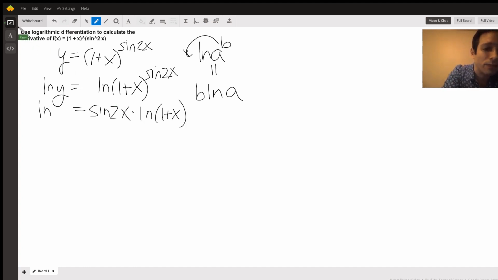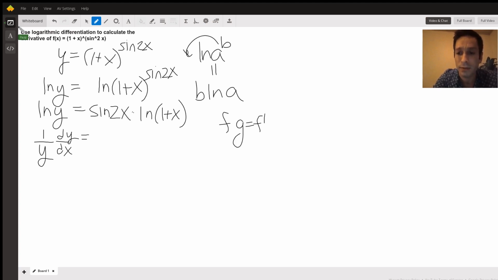Now at this point we can differentiate both sides. The derivative of ln y is 1 over y, don't forget the chain rule, dy dx. This employs implicit differentiation as well. And then we're going to have to do the product rule here. The derivative of f times g is the derivative of the first times the second plus the derivative of the second times the first. Right?